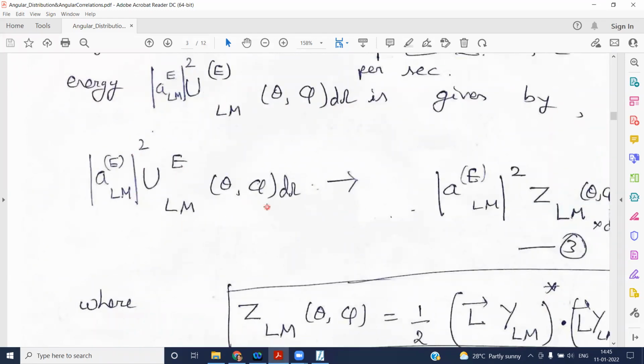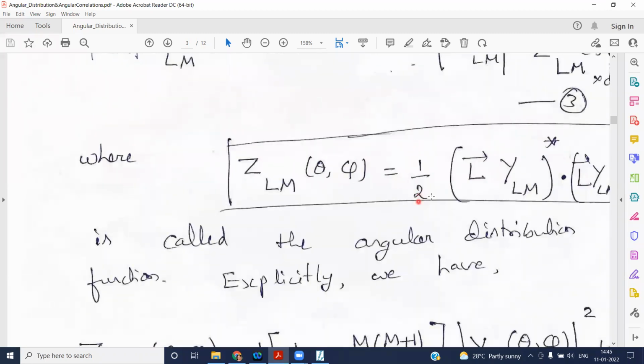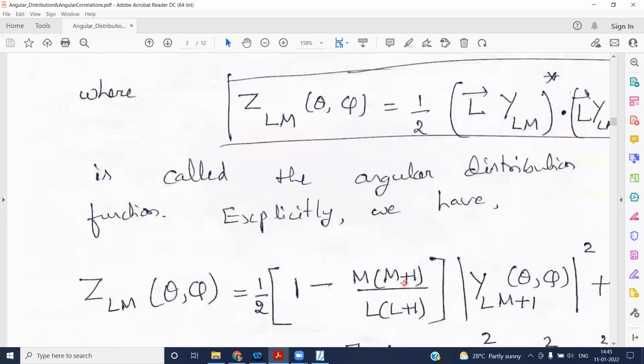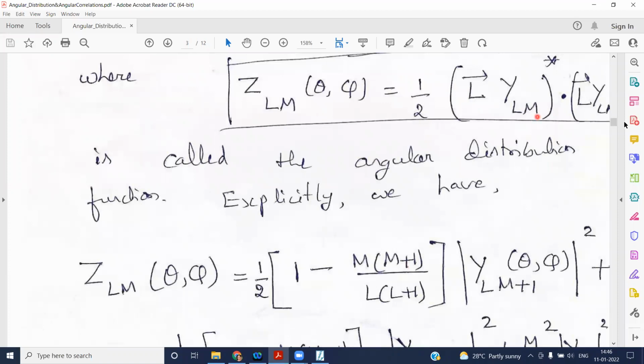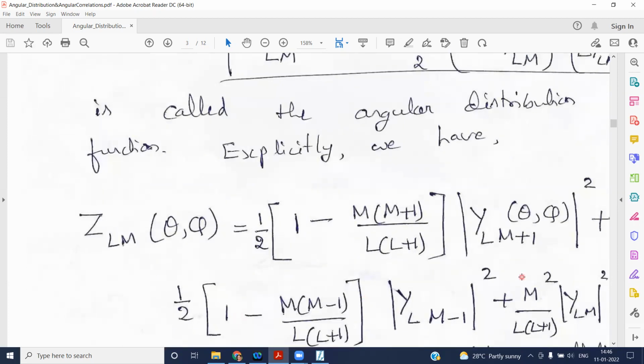U_ELM of theta phi is then given by A_ELM, which is the magnitude, how much of the radiation has L value given by 1, 2, 3, etc. And then multiply it with the angular distribution. If this is independent of theta phi, I get radiation coming in all directions the same. But ZLM of theta phi is given explicitly by half into L YLM star dotted with L YLM. So this is called the angular distribution function. I will just show you what it is explicitly. You don't have to simplify it, but I write it so that you can calculate using this expression.